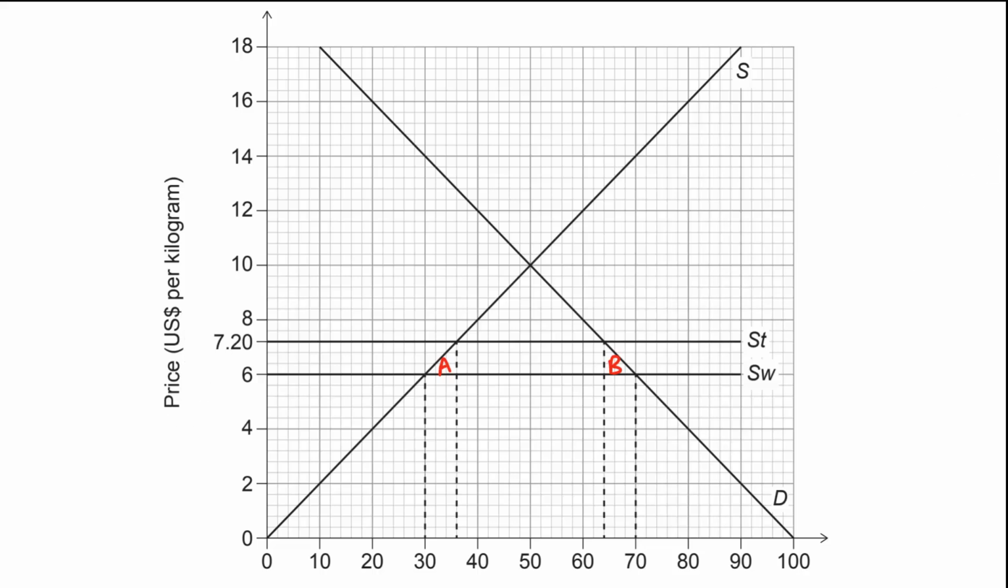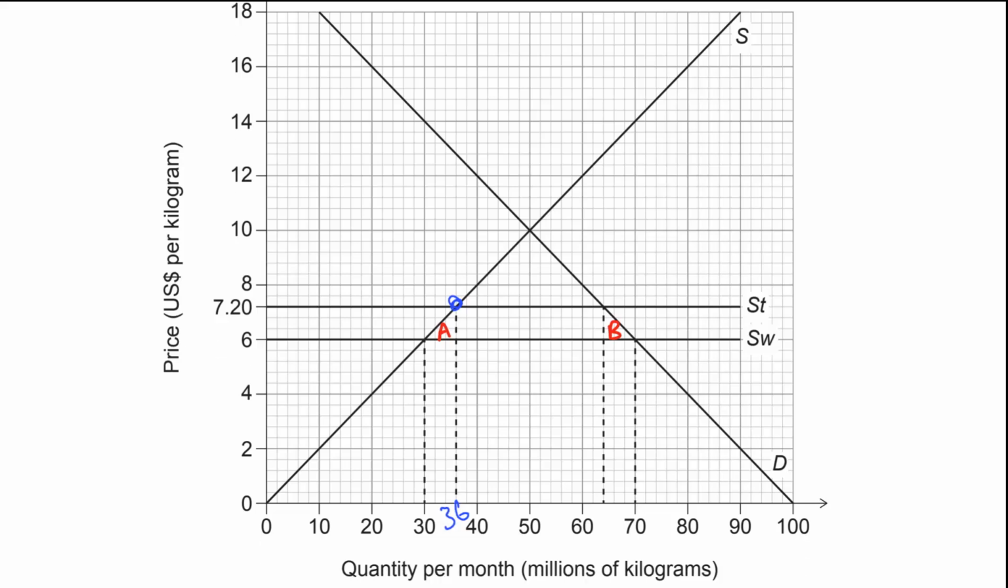Okay, so the way we do this is we say, I'm going to use a couple of different colors. I'll start off by using blue. Before the elimination of the tariff, Turkish producers are supplying 36 million kilos of wheat into the local market at a price of $7.20, right?